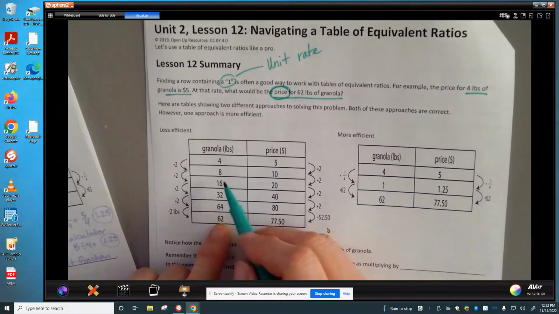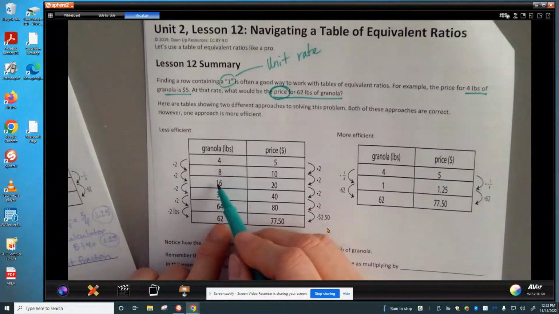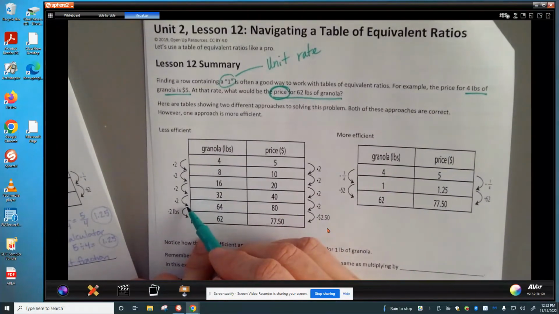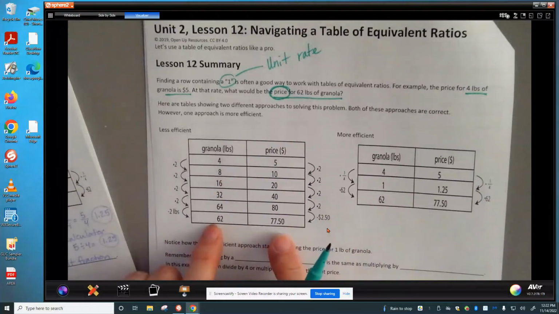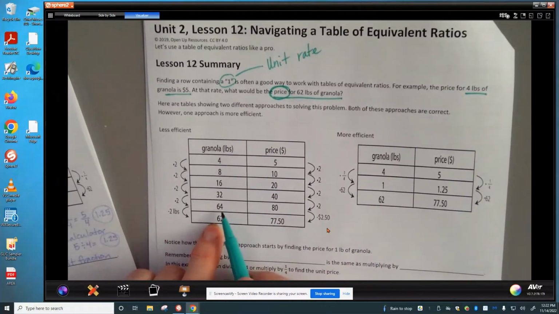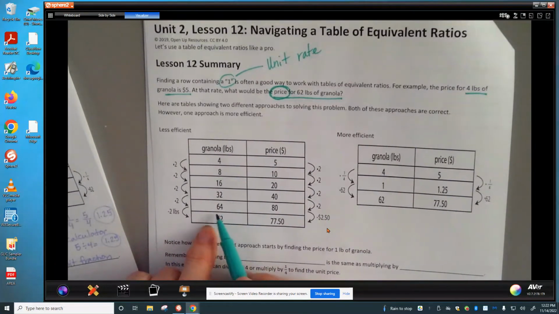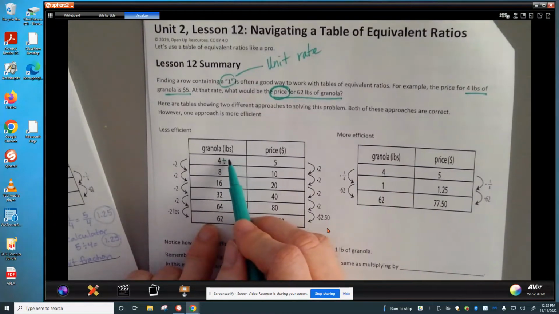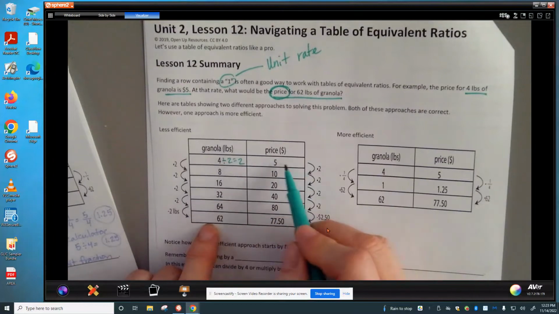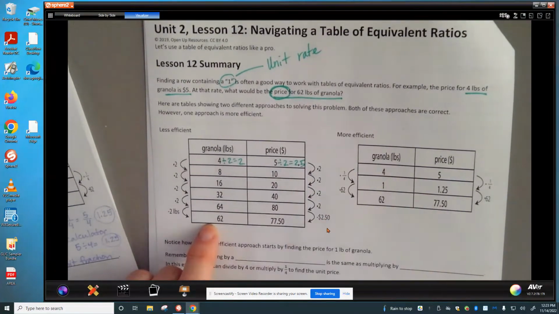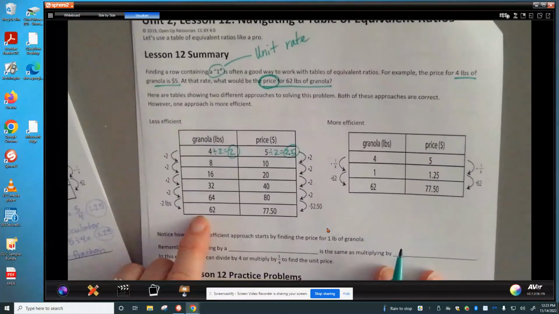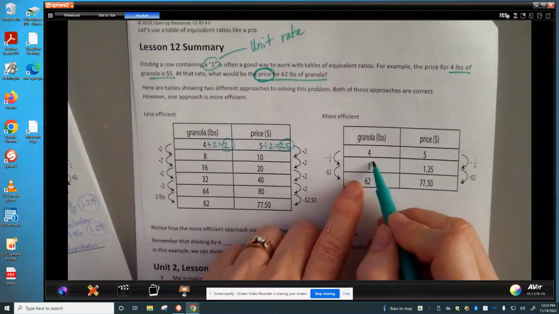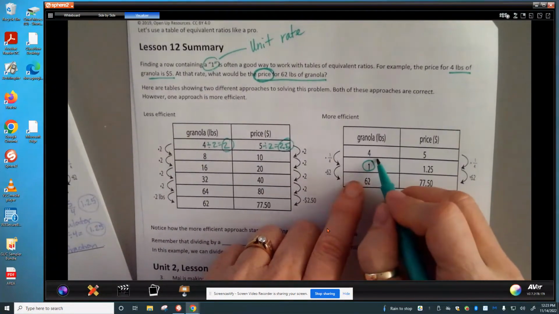In this table, the person decided to double, double, double, double, many, many times. And then they decided, well, I need to take away 2 pounds and 2 pounds. And they figured out that half of 4 is 2 and half of 5 is 2.5. So they figured out that 2 pounds is $2.50. Or this person decided to go straight for the 1, which is that unit rate.